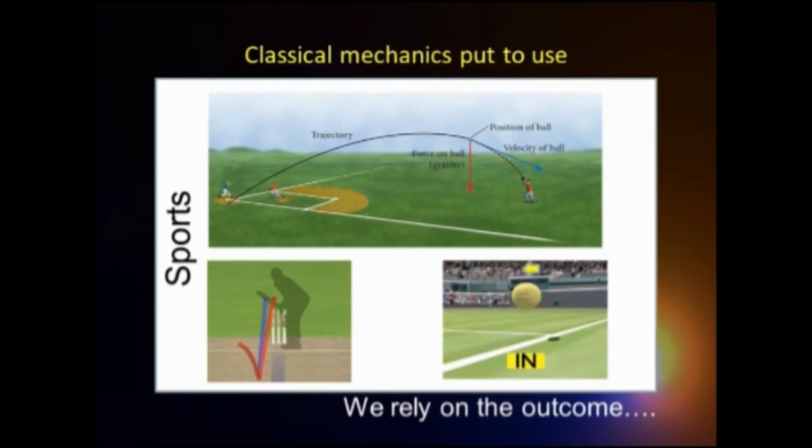And the same thing happens in tennis as well. So there are three instances from sports where we know we can put classical mechanics to use, and we have reasonably good faith in the outcome of such predictions.